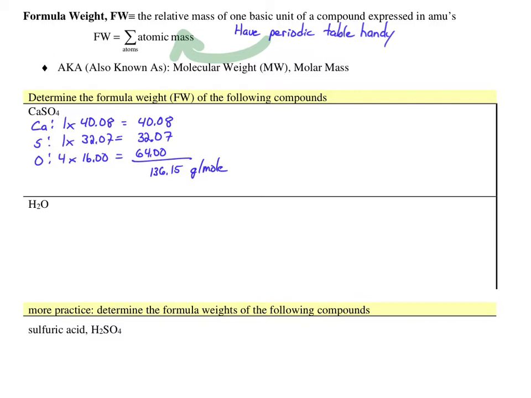The next compound is water. We see from the formula that there are 2 atoms of hydrogen and 1 atom of oxygen for each unit of this compound. So we need to add the mass of hydrogen to that of oxygen. So we have a total mass of 18.02 units being grams per mole. Again, all we're doing is adding up the atomic mass of each atom involved in one unit.